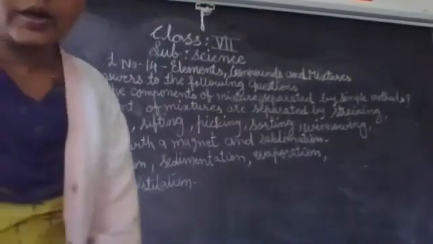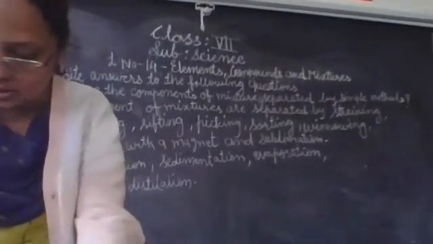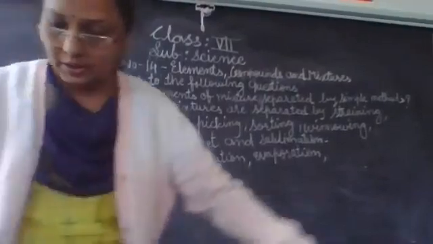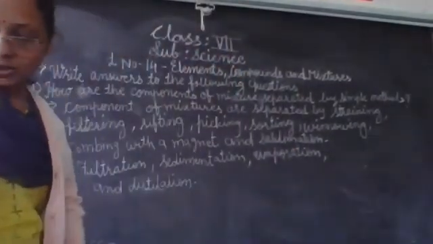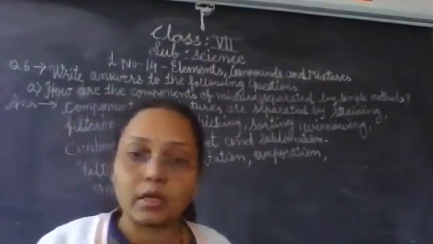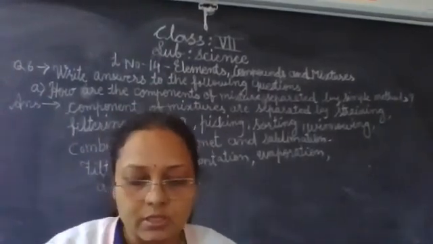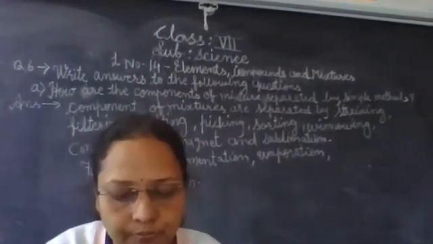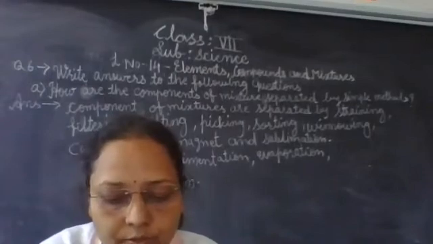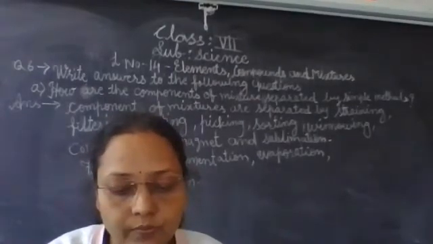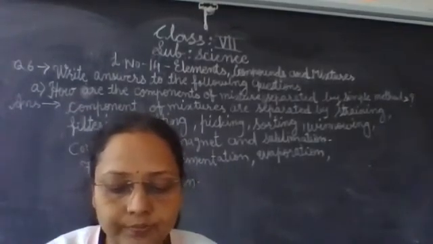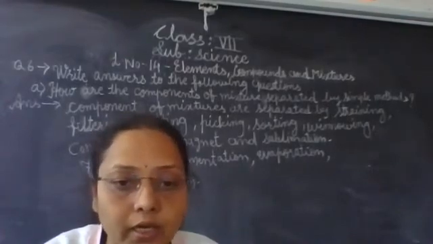I just explain these methods. Okay. So in a mixture, the constituent substances do not lose their identity. They can be separated easily by physical methods. Okay. First is the physical method is sedimentation. So it is the process of separating an insoluble solid from a liquid in which it is suspended by allowing it to settle to the bottom of the container.